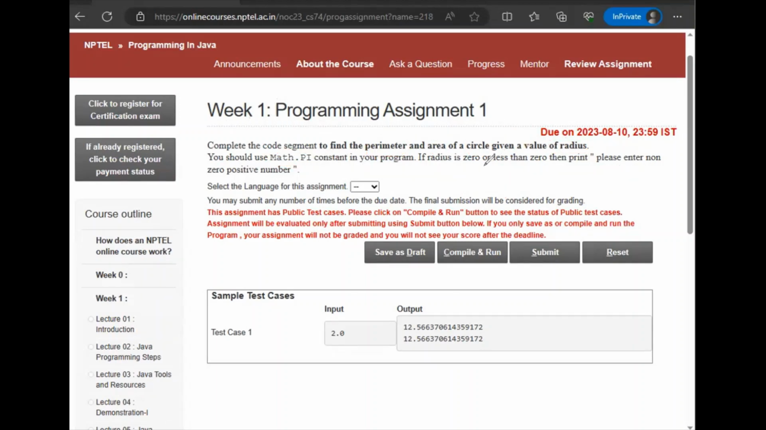Okay. Then he has given one more condition. Just find the perimeter of a circle and area of a circle only when your radius is not 0 or less than 0. Otherwise, print please enter non-zero positive number. So simply he's saying that if your radius is greater than 0, then only find perimeter and area. So I think you have understood the query properly. Now let us go and solve the problem. Okay.